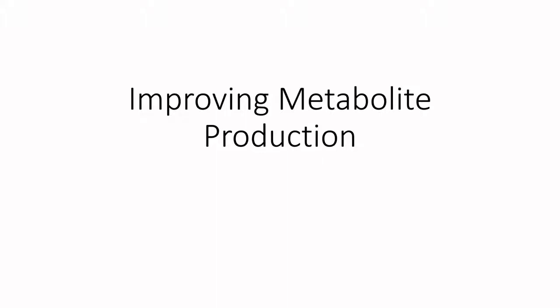Industrial strain improvement has different objectives. It includes increasing the productivity and optimization of physical and nutritional needs of the organisms. But out of this, the most important factor is to increase the yield of the product. In this session, I am going to talk about how to improve metabolite production. Both primary and secondary metabolite production can be increased using strain improvement strategies.